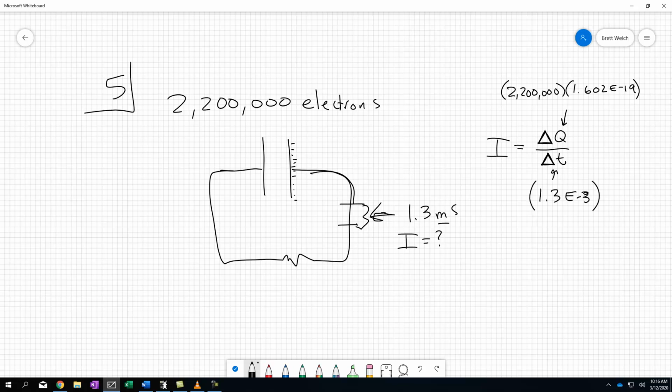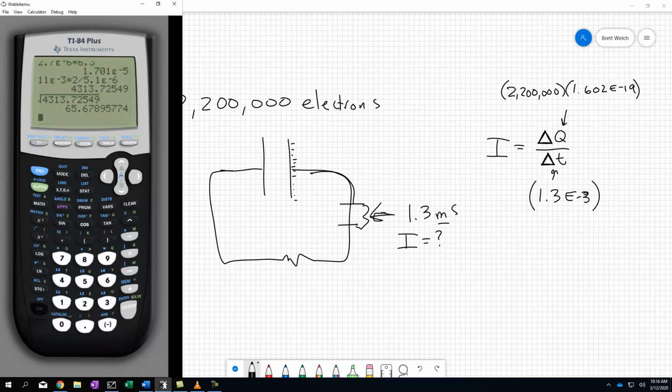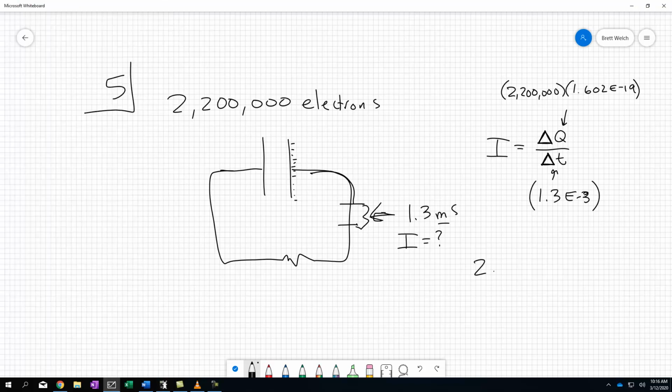If I do that divided by that, I should get my charge, or my current, or the rate at which my current is flowing. So 2,200,000 times 1.602 e negative 19 divided by 1.3 e negative 3 comes out to be 2.7 e negative 10. 2.7 e negative 10 amps.